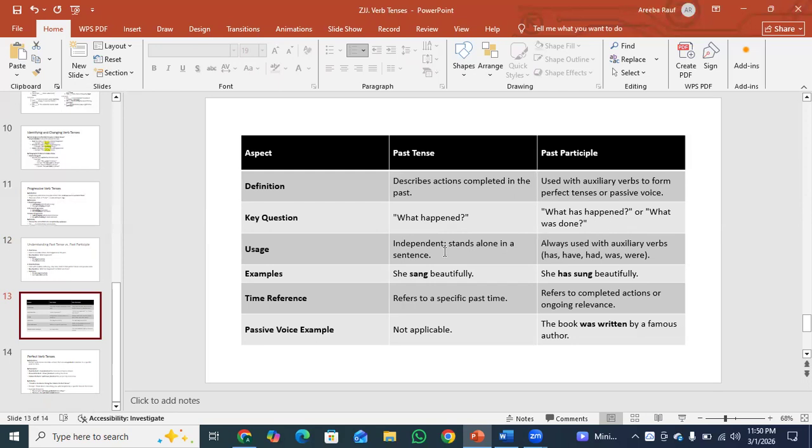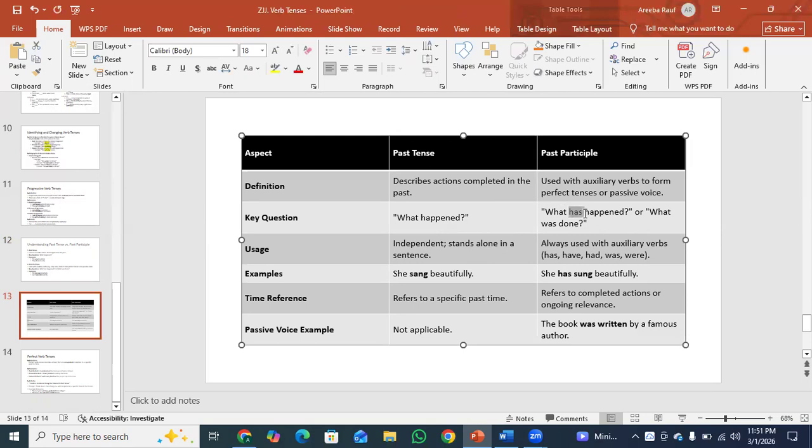Okay. This is past tense: it is independent, stands alone in a sentence. Whereas I have told you that past participle does not stand alone. It usually comes up with the auxiliary verb. Okay, always use with auxiliary verb like has, have, had. Like in this example, what has happened? What was done? Okay. Examples: She sang beautifully. She has sung beautifully.